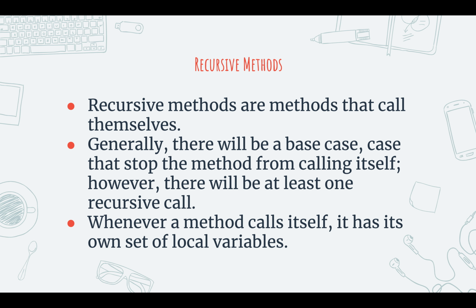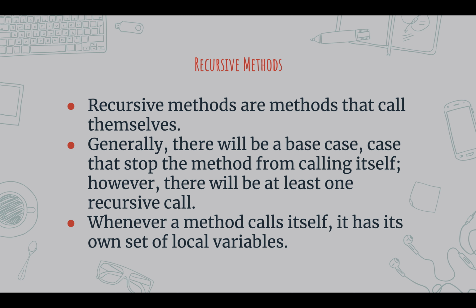Recursive methods are just methods that call on themselves, meaning that the method invokes itself within the method. Generally, there will be a base case, and this base case prevents the method from calling itself. However, when you're accessing these recursive methods, there will generally be at least one recursive call. Whenever a method calls on itself, it has its own set of local variables, so remember to keep scope in mind when you're interpreting recursive methods.